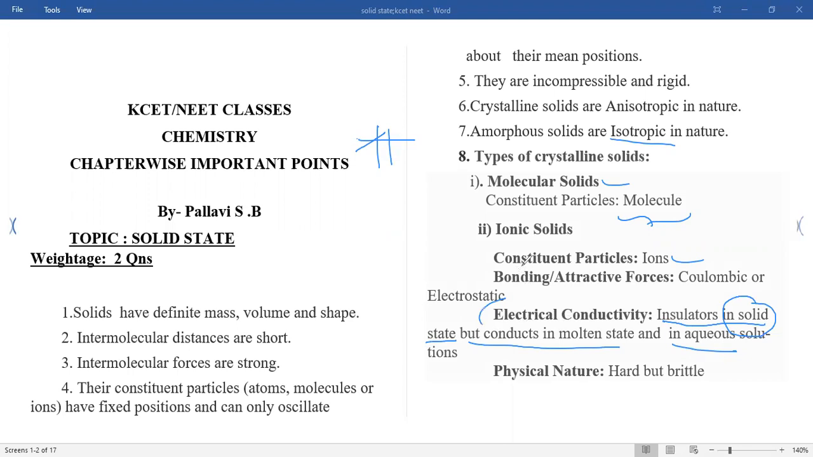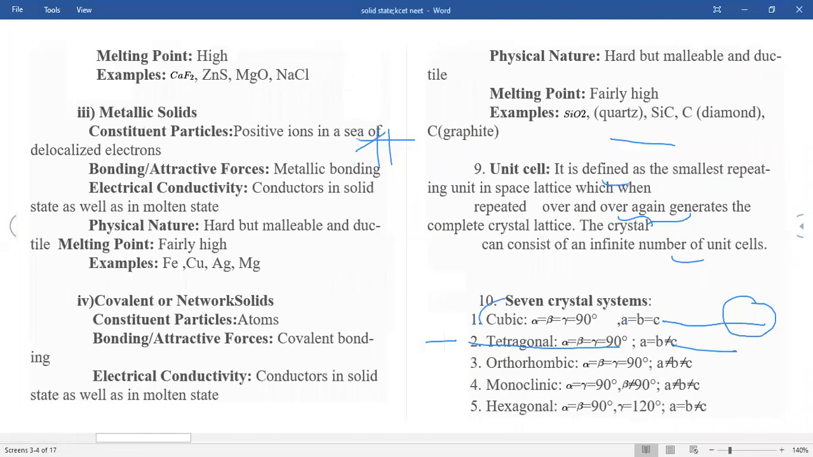When it comes to physical nature, yes, they are hard and brittle in nature, so you have to concentrate. Let us move to the next point, melting point. When it comes to ionic solids, the melting point is very high. And the point that you have to remember over here is examples.